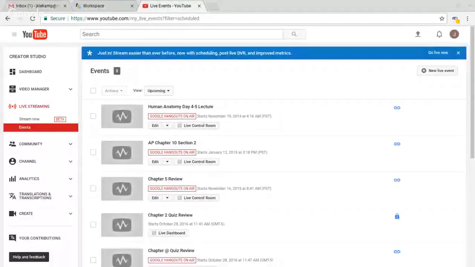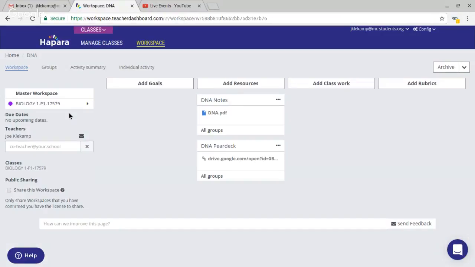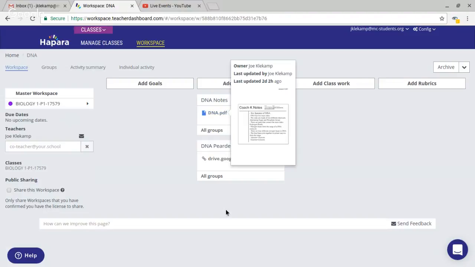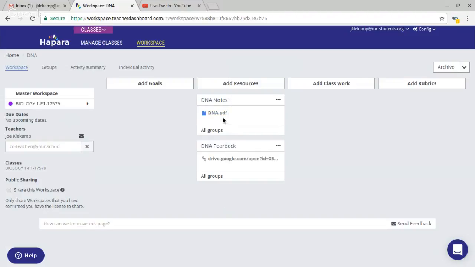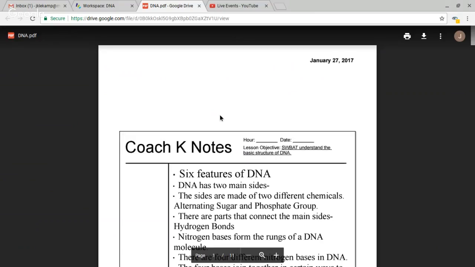All right, so I just want to go over our notes for the DNA section. Just to give you a heads up, you can go to your workspace. You will have a new workspace available to you called DNA. Underneath there, you go to the notes, and here's a pair deck, and I'll also probably put in Quizlet cards here pretty soon. But we'll go ahead and open up this DNA PDF here, and we'll go through it.